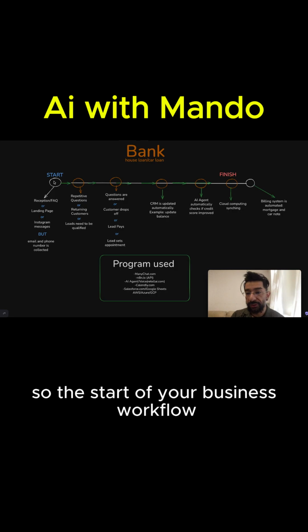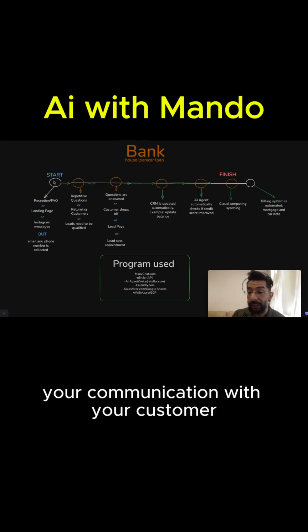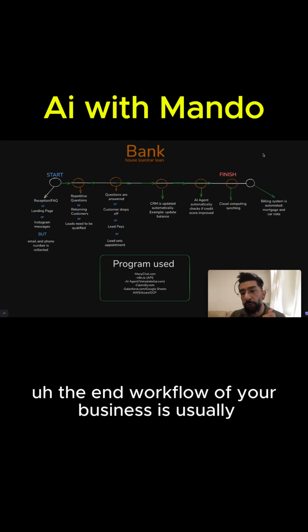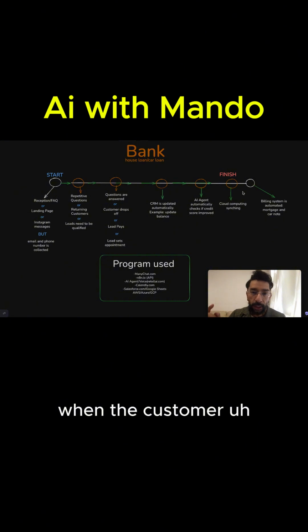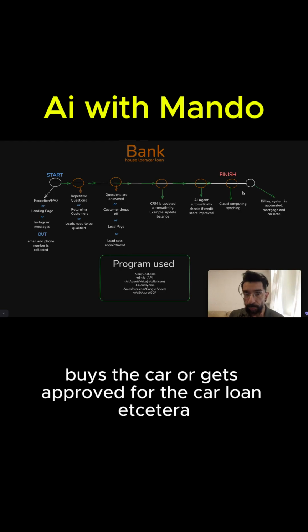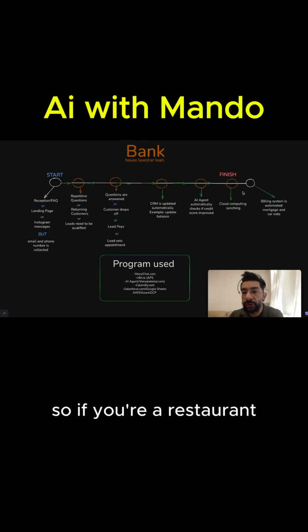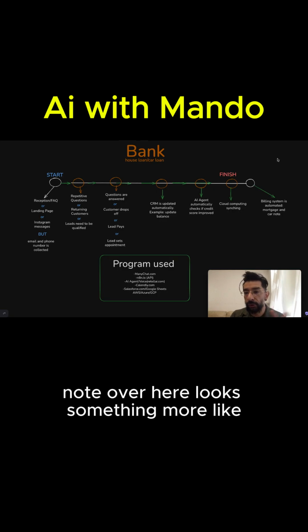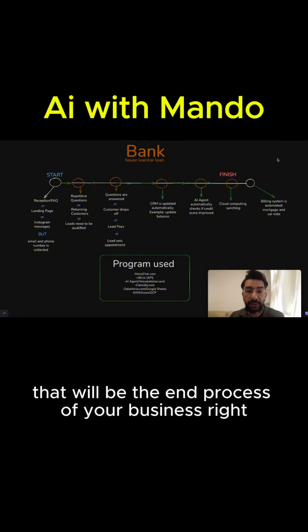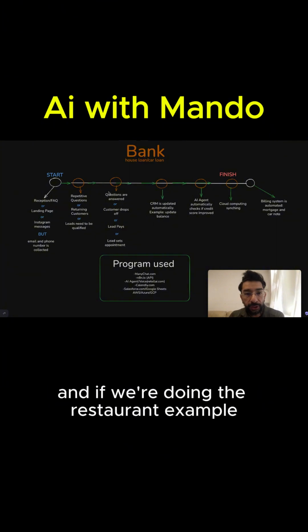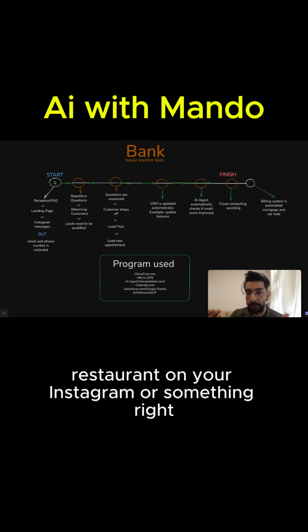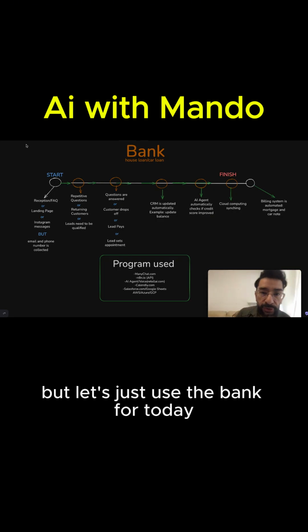The start of your business workflow usually starts with communication with your customer, and then it'll go through steps. Finally, the end of your workflow is usually when the customer buys the house, makes a payment, buys the car, or gets approved for the car loan, etc. If you're a restaurant, then your finish looks more like the customer finishes the food and walks out. And your start is maybe the first time the customer sees your restaurant on Instagram or something, right? But let's just use the bank for today.